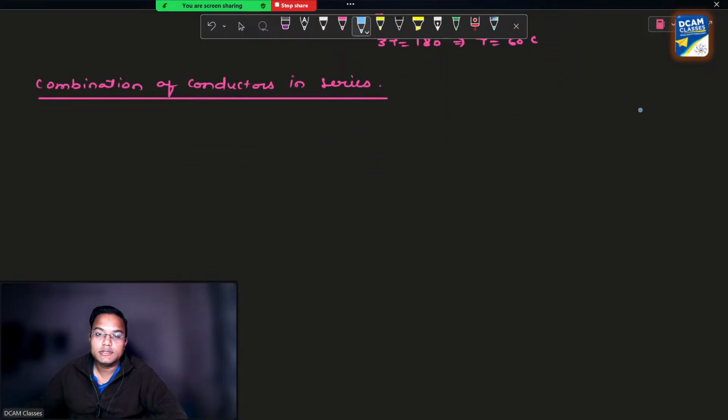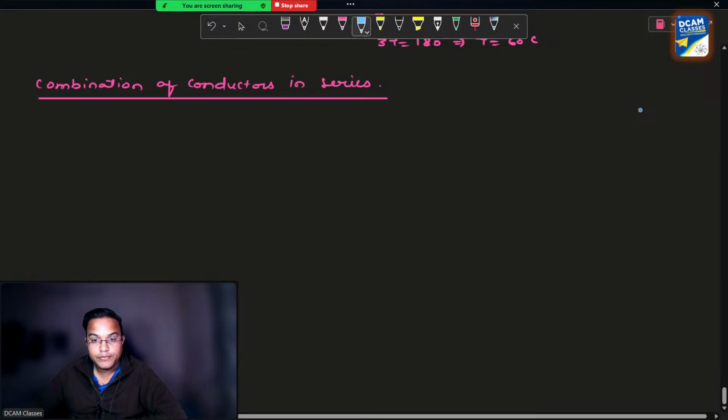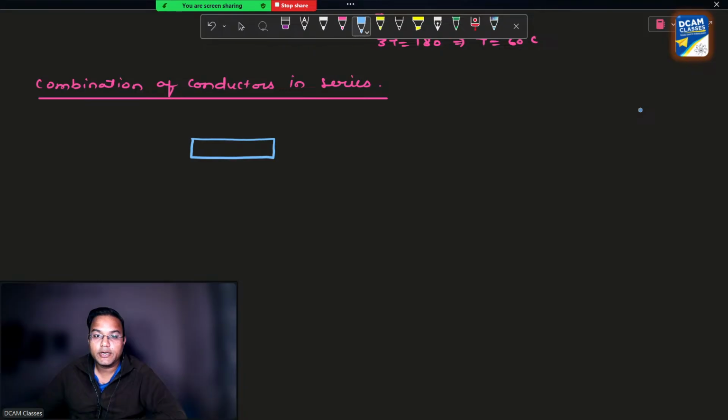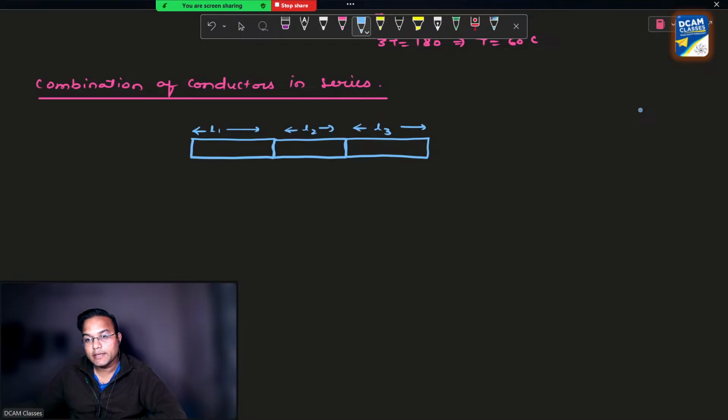See, what's the concept? Suppose there are 3 conductors which are joined end to end. This has a length L1, this has a length L2, this has a length L3. The conductivity of this one is K1, this is K2, this is K3. Let's say the temperature here is T1, on this surface is T2, here T3 and here T4.